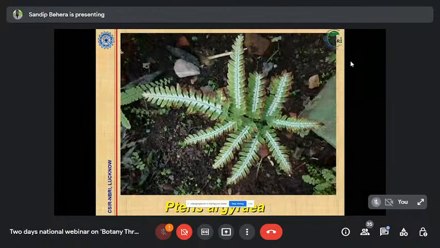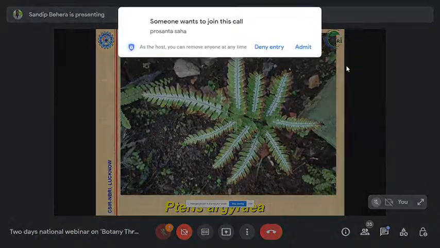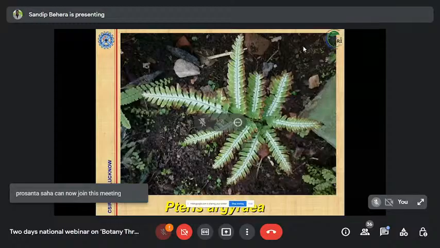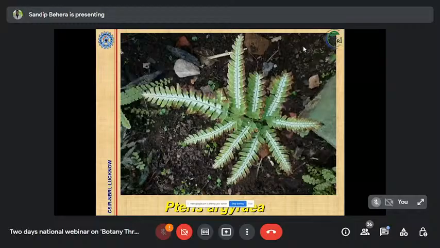You can say all ferns have ornamental value, and all ferns have medicinal property. This needs to be properly evaluated. So this is Pteris argyraea. This is also called a variegated fern. It is also an ornamental fern. It is growing in our fern house also. And this picture has been taken in our fern house.